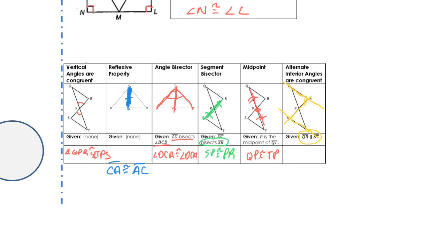So if I make a Z, those are the alternate interior angles. Angle S is congruent to angle R. So here's my Z. I just use the corners of the Z. It makes it super easy. If those lines are parallel, those are my alternate interior angles.